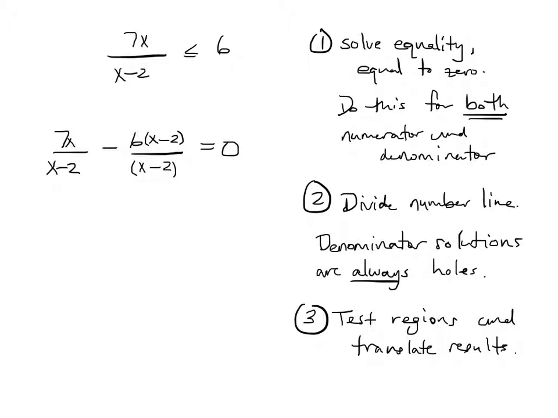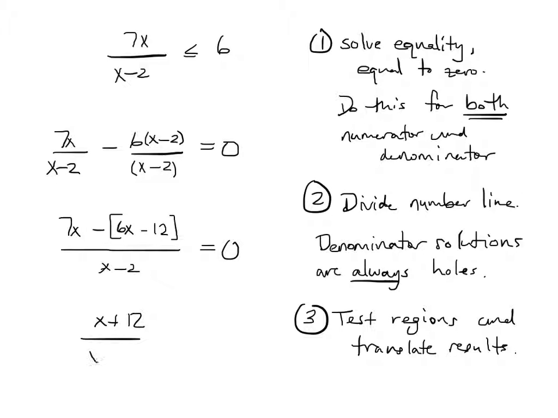Okay, so this becomes 7x minus (6x minus 12). Again, the brackets are for quality control purposes, meaning I don't want to screw up this negative there. So you end up with (x plus 12) over (x minus 2) is equal to 0.